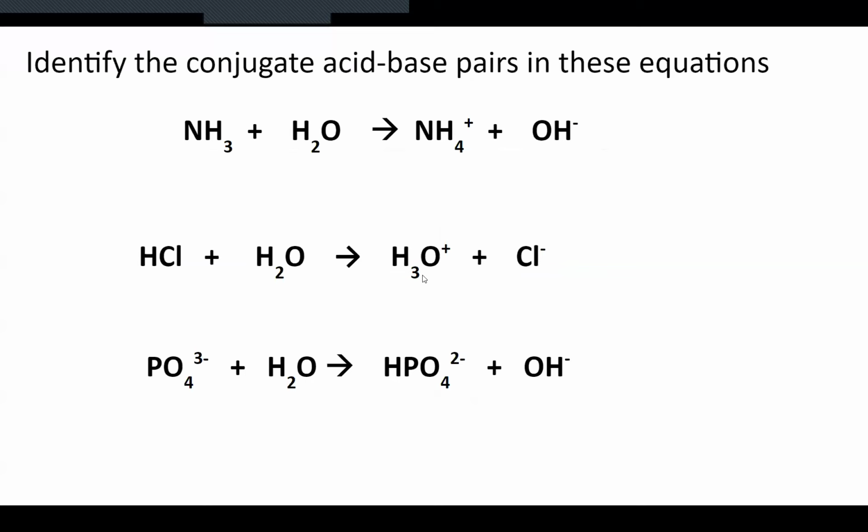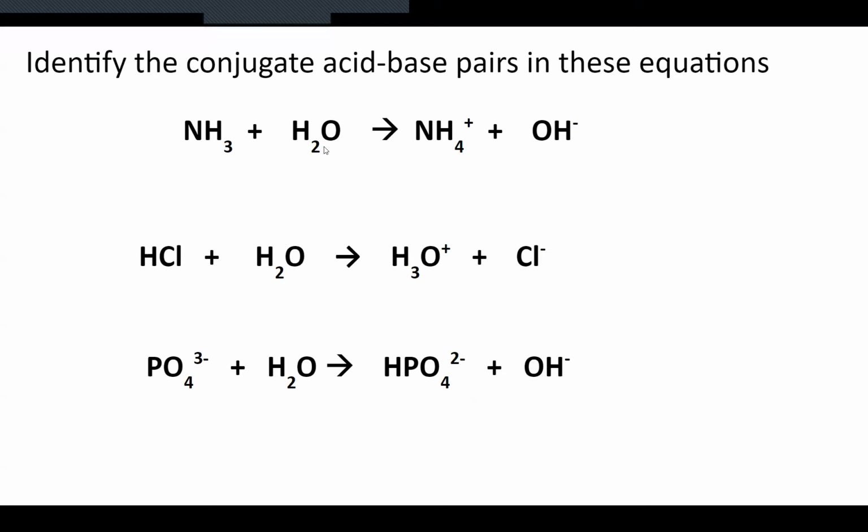Let's talk about these 3 equations. Sometimes it just takes a little bit of practice. Sometimes when reading equations like this, I say we're reading the music. That is, we're reading from the left side to the right side of the equation. And we're trying to pick out things that differ in formula only by an H. So like the difference between NH3 on the left side of the equation in the first one and NH4 on the right side of the equation is only an H. That's your conjugate acid-base pair.